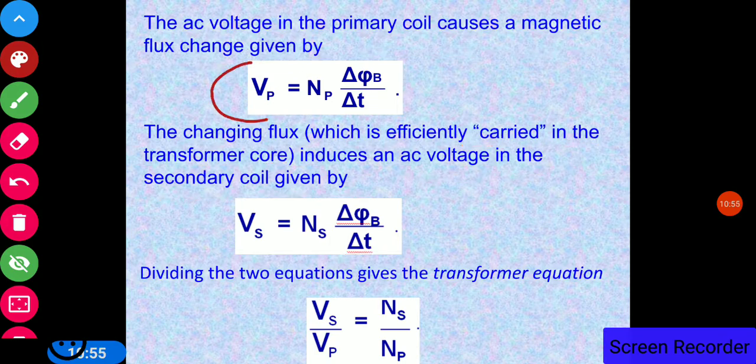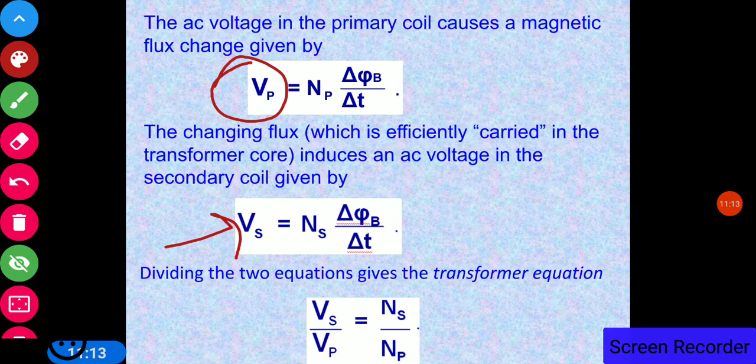So this is the voltage given to the primary coil, Vp is equal to Np dφ/dt. Now because of this voltage, a voltage is induced in the secondary coil, so the expression for it will be Ns dφ/dt.